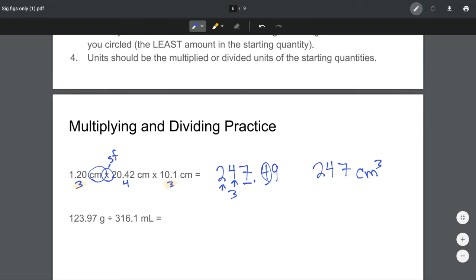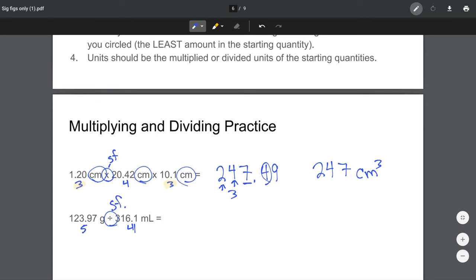The cubic centimeters came from the fact that I took centimeters times centimeters times centimeters. All right, and then now I do this one. So again, I'm dealing with sig figs. So I've got 5 sig figs here. I've got 4 here. So again, I want you to pause the video and go ahead and do that one and then start it up again.